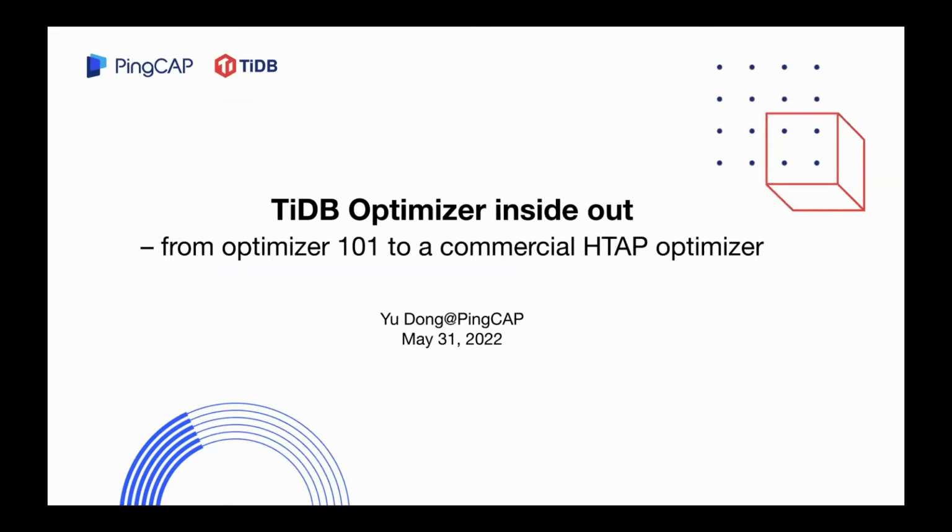The optimizer can be one of the hardest parts of the database kernel. I remember Professor David DeWitt once described the optimizer as even harder than rocket science. So that explains how hard the query optimizer is. Today I will cover some basics of the TiDB query optimizer, and also I will talk about how we evolve our TiDB query optimizer to an HTAP optimizer.